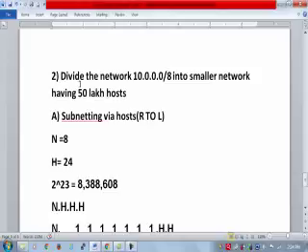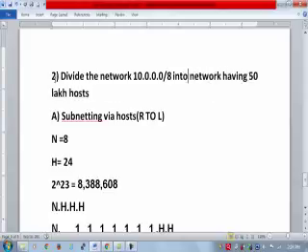This problem says: divide the network 10.0.0.0/8 into networks having 50 lakh hosts. Now, I was playing with 30 hosts, 64 hosts, 128 hosts, and now it is straight away 50 lakh hosts. Again, the procedure remains very simple. The problem itself mentions that this is a clear-cut problem of subnetting via host.